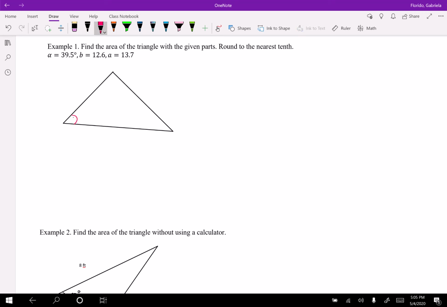So we have a little alpha is equal to 39.5 degrees. We don't have gamma and we don't have beta. We do have little b, and so this is going to be little b is equal to 12.6. And we are given little a, which is going to be opposite, the length opposite of my angle alpha. And so little a is equal to 13.7. All right.